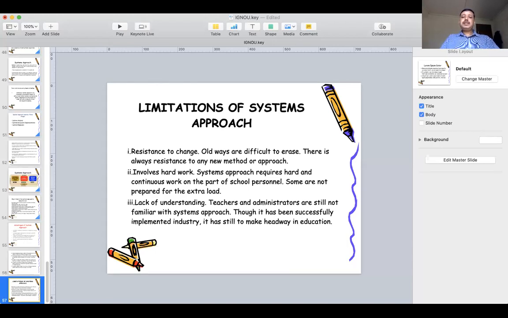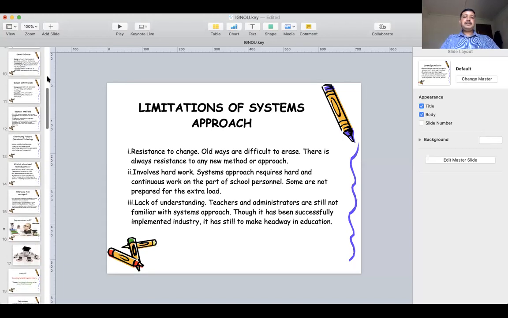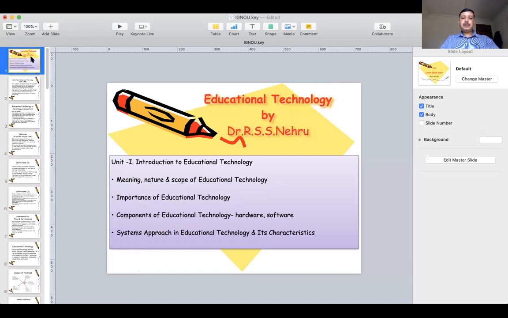This is about education technology. This is the introduction to education technology. We discussed the main important aspects of introduction to education technology. Once again, I want to briefly summarize today: the meaning, nature, and scope of education technology, importance of education technology, components of education technology, hardware and software approach, and systems approach in education technology, its characteristics and uses. So this is about introduction to education technology.